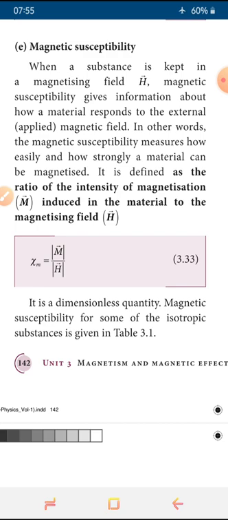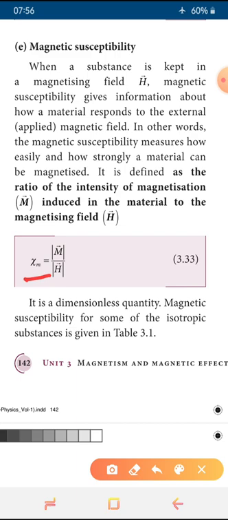It is denoted by the letter xi. Xi with suffix m is given. Xi m is equal to mod of M vector divided by mod of H vector. So we are taking the ratio between the intensity of magnetization and the magnetizing field. This ratio is called magnetic susceptibility. This magnetic susceptibility will tell us, when we keep a magnetic material in a magnetic field, how strongly it will acquire the magnetic property.